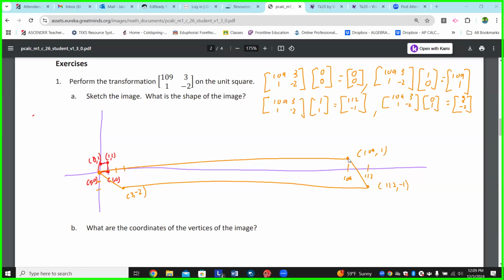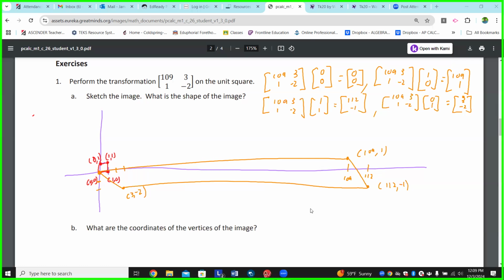Looks something like that. So we took that square, we pretty much turned this into a parallelogram. We skewed it, we made it bigger. We probably put some rotations there. Really kind of hard to tell with these kind of numbers because it doesn't give us it in radian form or degree form. So it'd be kind of hard to figure out what those coordinates are.